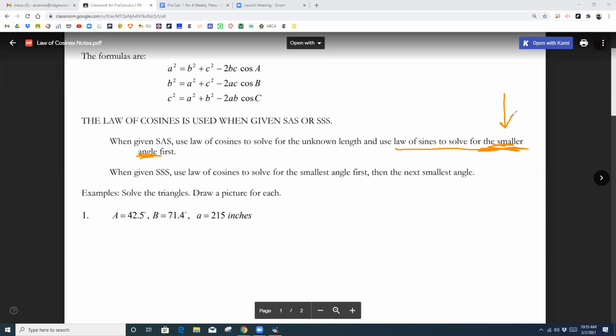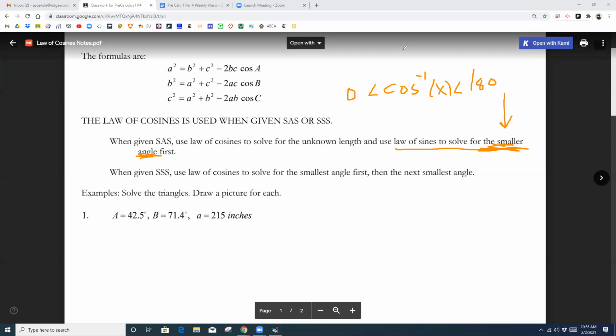Another option that's not listed here is to do the law of cosines twice, because cosine inverse is equal to angles in quadrants 1 and 2, which means cosine inverse could equal an obtuse angle. Cosine inverse could equal anything between 0 and 180. So you could also avoid this smaller angle stuff by just doing the law of cosines twice.